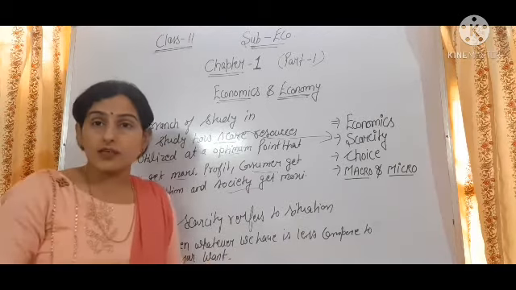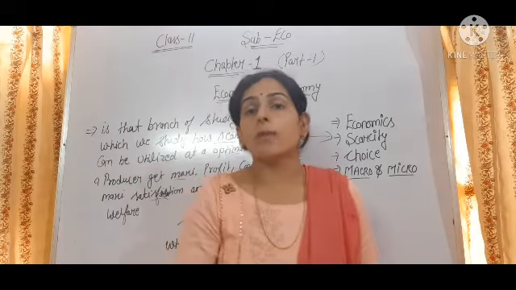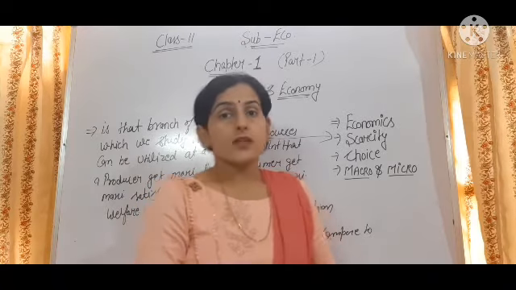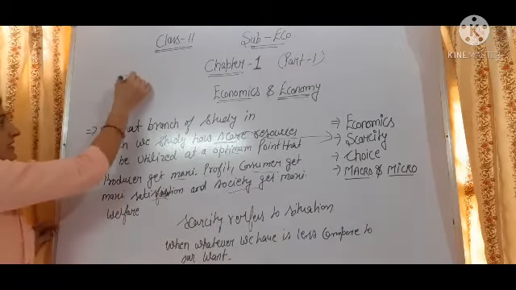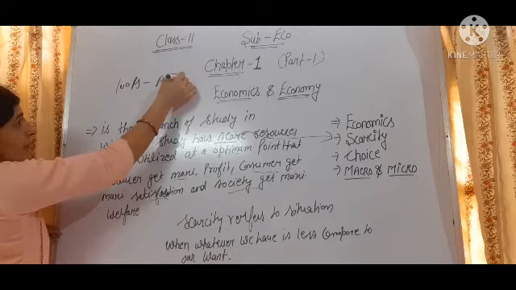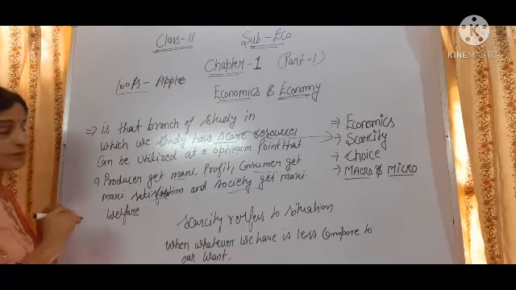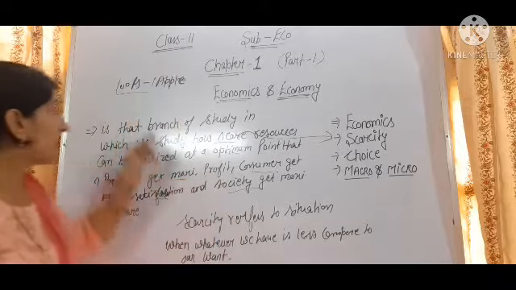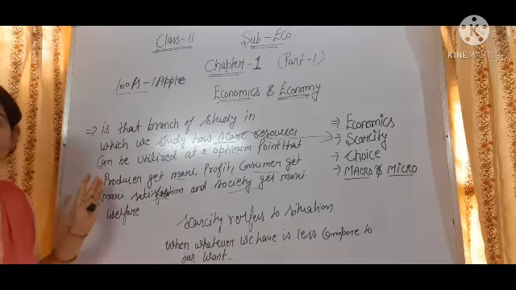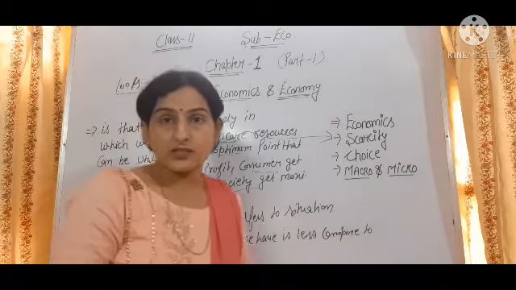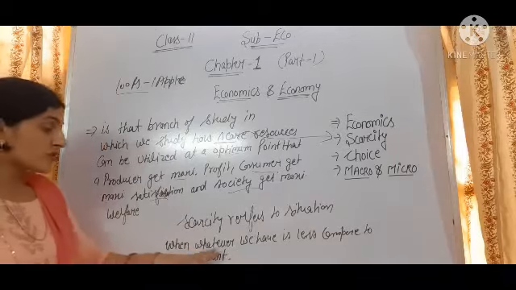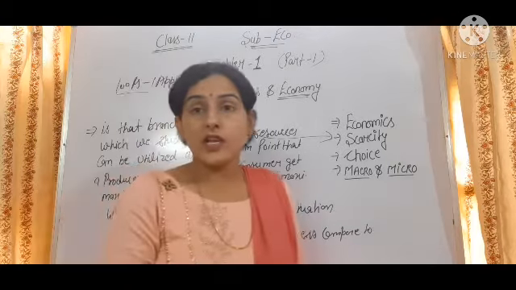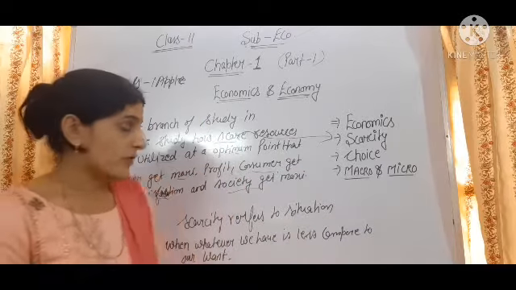For example, you have 100 rupees and you go to the market and want to purchase something, for example fruits, from that 100 rupees. Apple price is 100 rupees per kg. So you will have a choice: you can take an apple for the 100 rupees or you can take other things. You cannot buy all the things. So scarcity refers to a situation where you have 100 rupees, but that is less compared to your wants, because wants are unlimited. We cannot satisfy all our wants.